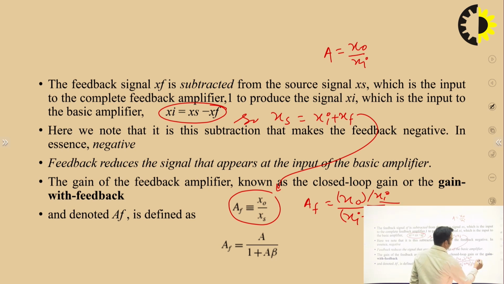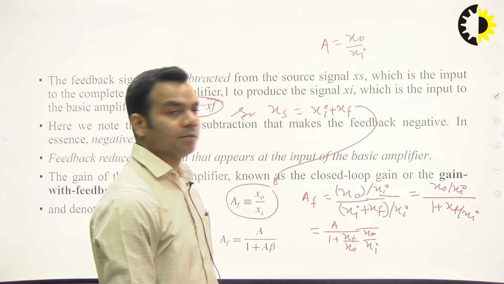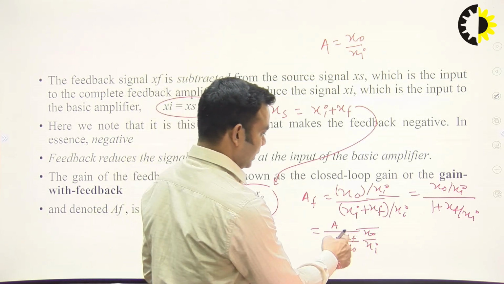So, what we will get? We will get x naught upon xi, it will be 1 plus xf upon xi. So, x naught upon xi is A upon 1 plus this xf, and here is xi. So, I can divide xf by x naught and here I can multiply with x naught. So, you will get the sum factor, that is xf upon xi.